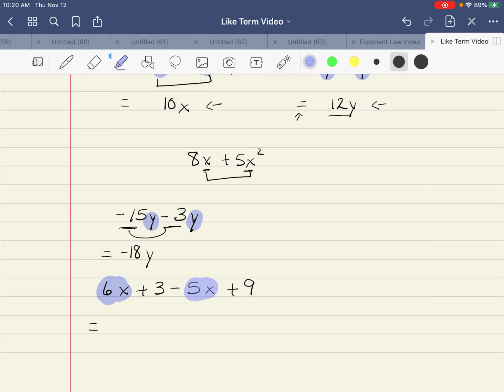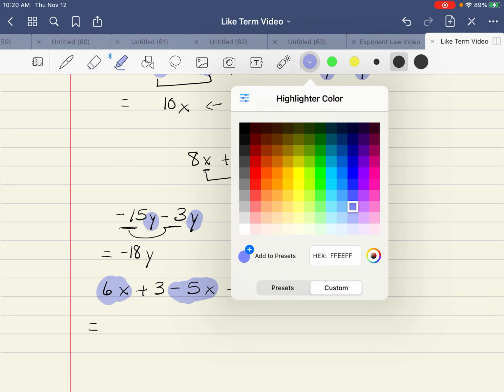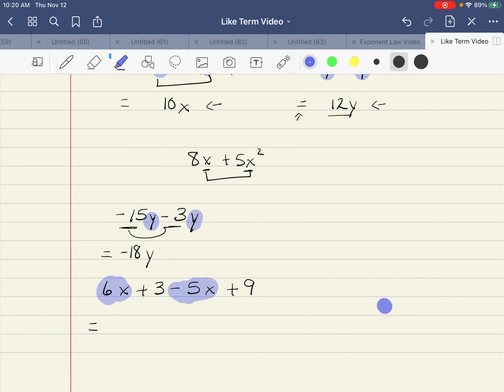Now, I'm not just going to highlight 5x. That minus goes with the 5x. It's very important that you take that sign in front. Looking around here, I'm going to change my highlighter. Then I see the term plus 3. The like term there is going to be plus 9. Those are like terms because they are just coefficients, or numbers if you prefer, without a variable part.